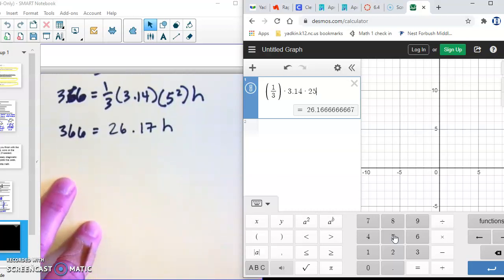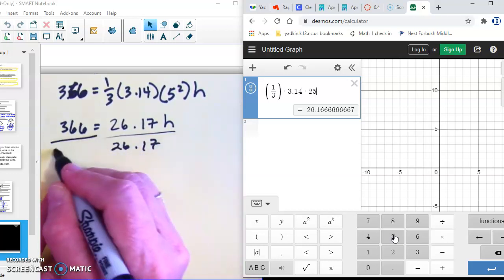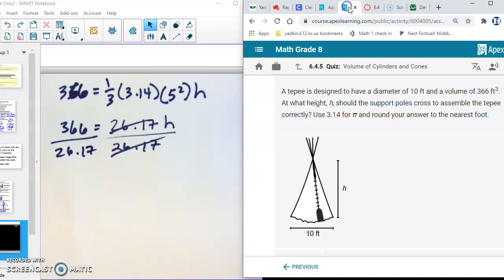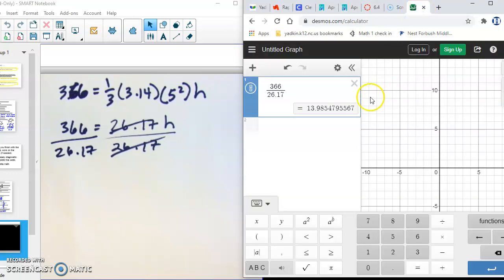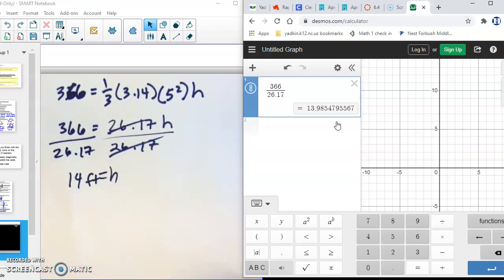26.17 h. Then what would you do to solve for h? Divide by 26.17. And let's see what that is. 366 divided by 26.17. We're rounding to the nearest, what are our units here? The nearest foot. So the nearest whole number would be 14. H is equal to 14 feet. Now that's not cubed because it's just the length of the height. Height is just 14 feet.